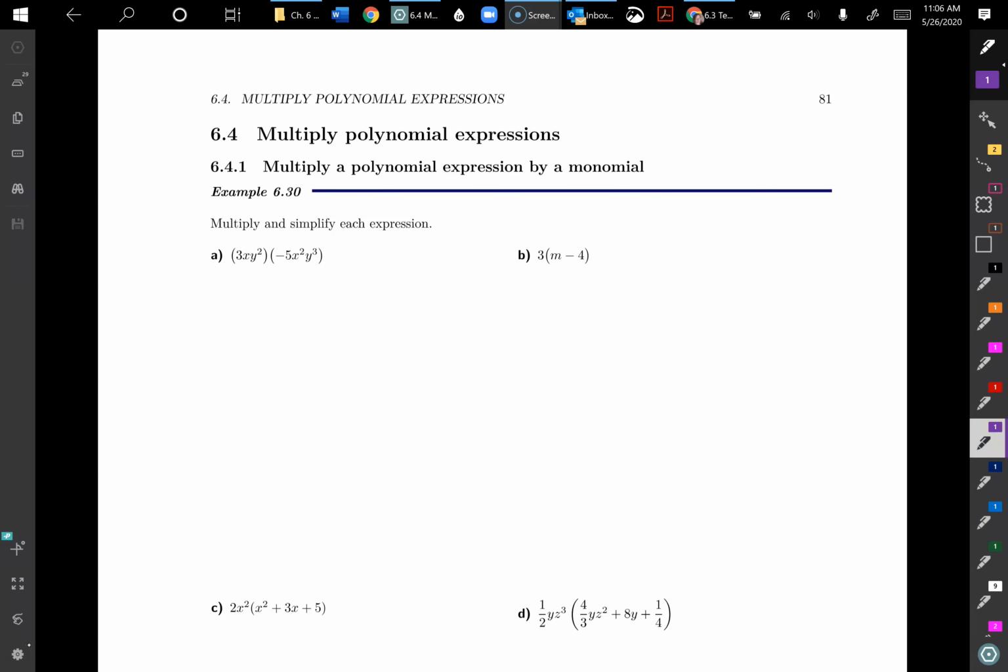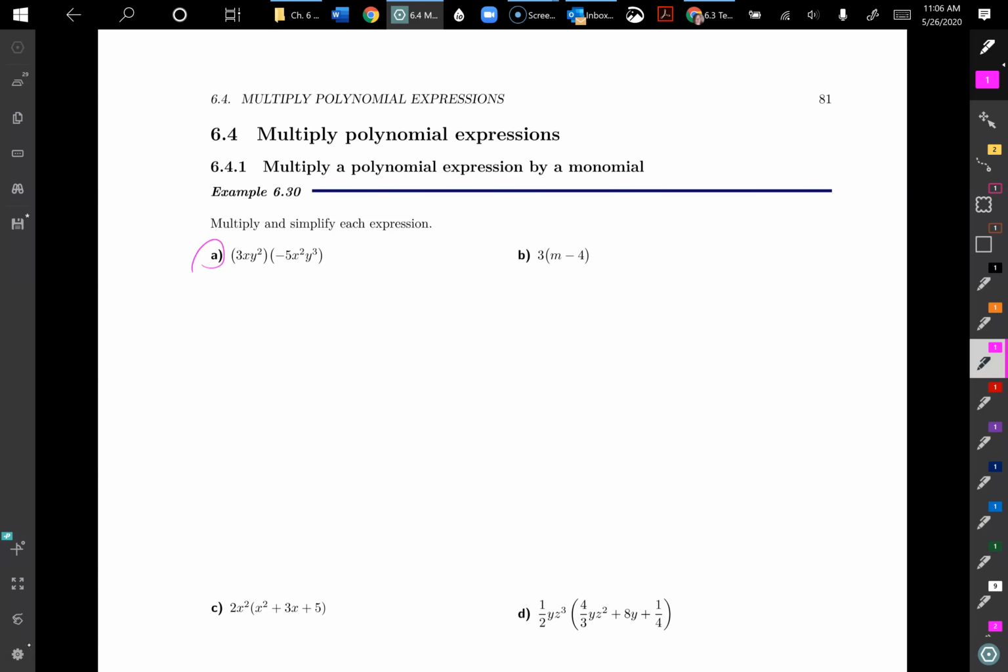6.30 is what we're on. This one's a pretty quick one, just a couple pages. So I'm looking at a 3xy squared times negative 5 x squared y cubed.